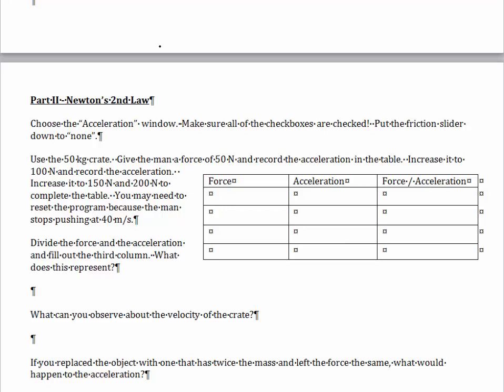Then what you're going to do is we're going to come down and do a little bit with Newton's second law. Remember that Newton's second law says that force is equal to mass times acceleration. And so what we can do is go to the acceleration window and apply some forces and actually measure the acceleration. So you're going to apply a force on the box of 50 newtons, 100 newtons, 150, and 200. And those are all going to go right over there, and we're going to record the accelerations.